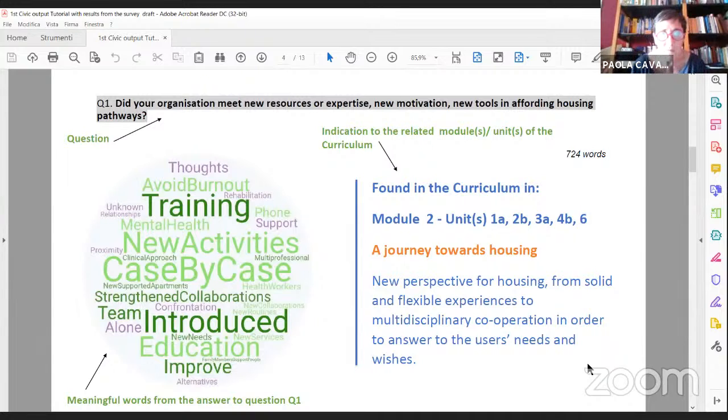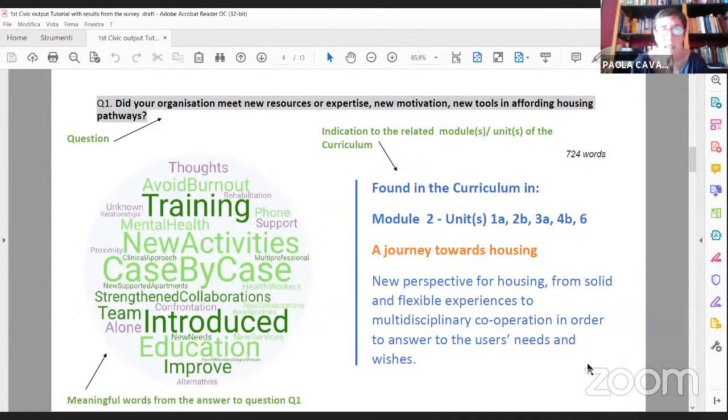You say training, new activities, case by case, strengthened collaborations, improve education. There are keywords found in the answers for this question: did your organization meet new resources, expertise, motivation, tools?